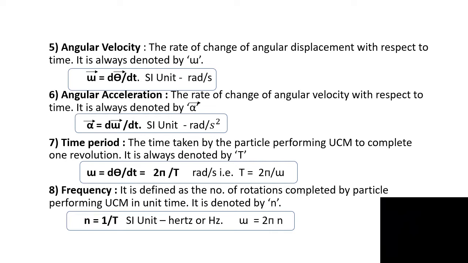Next definition, the last one: frequency. The frequency is defined as the number of revolutions completed by particle performing UCM in unit time. It is always denoted by n. So n equal to 1 upon T, reciprocal of time period. So SI unit of frequency is hertz or cycles per second. So omega equal to 2 pi upon T. 1 upon T is nothing but n. Therefore, omega equal to 2 pi n.